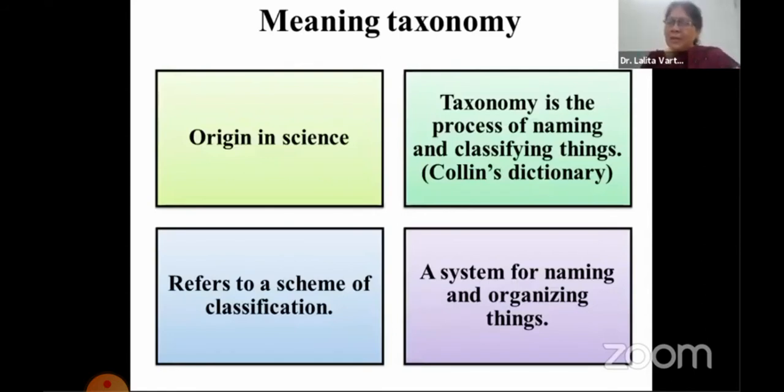Let us first try to understand the meaning of taxonomy. I think most of you with a science background must be aware of this word. The word taxonomy has its origin in science. It is the process of naming and classifying things, or it refers to a specific scheme of classification.